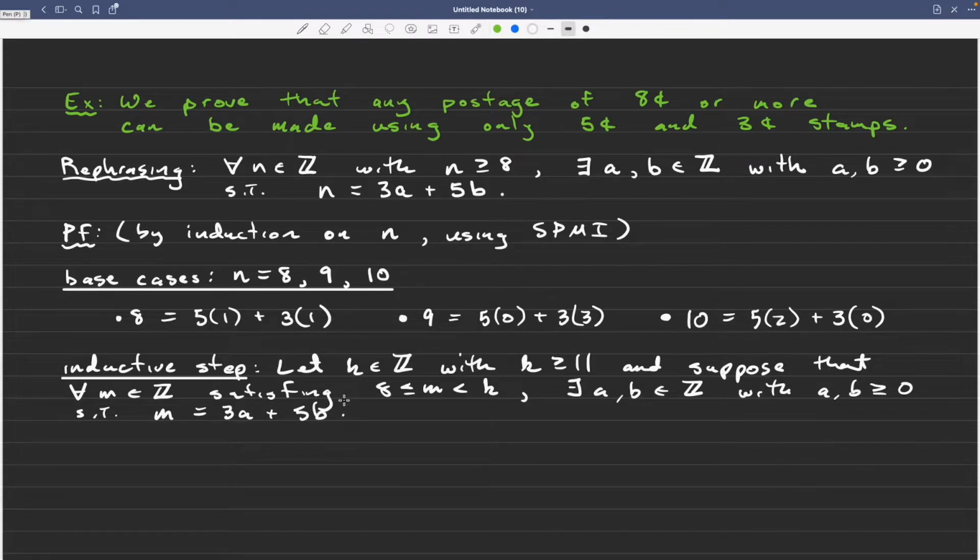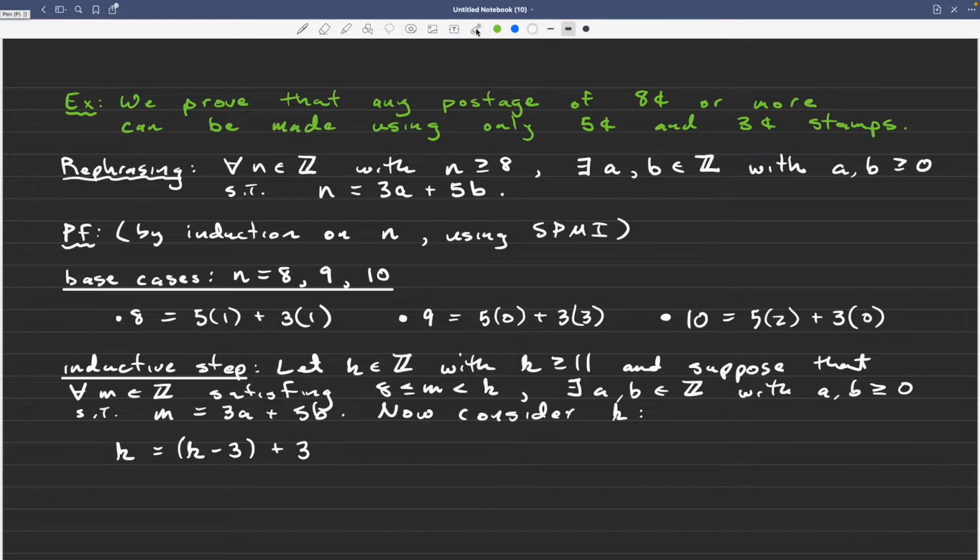So what we've effectively assumed here is that 8 cents postage, 9 cents postage, 10 cents postage, all the way up to whatever k minus 1 is, can always be expressed in terms of 5-cent stamps and 3-cent stamps. So now we want to consider the kth case. That's the next thing in the list. We've done it all the way up to k minus 1, so now consider k. Well, k can be written as k minus 3 plus 3. And here's where it's revealed why I needed to start k at 11.